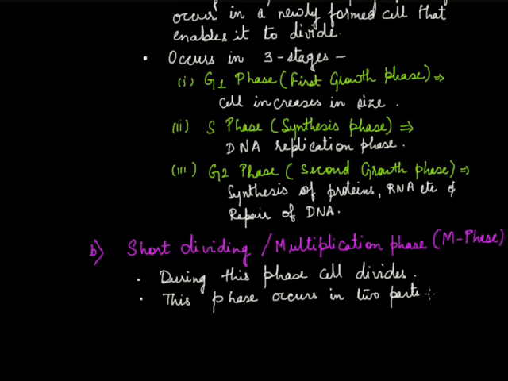The first step is known as karyokinesis. Karyokinesis is also known as nuclear division, and during this phase the nucleus divides.